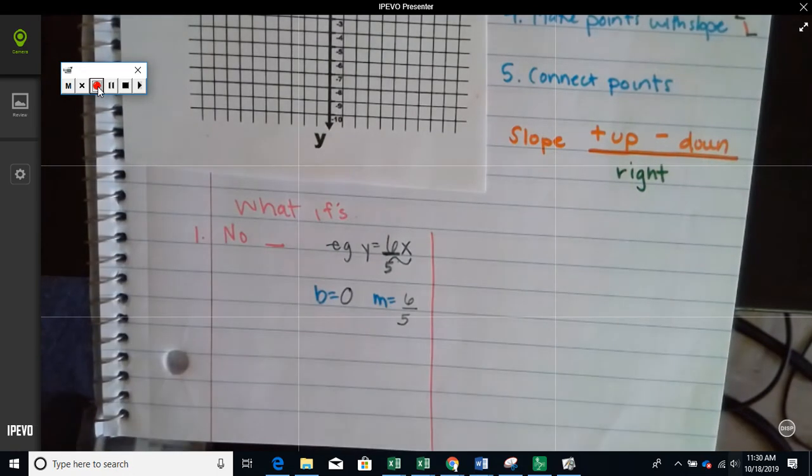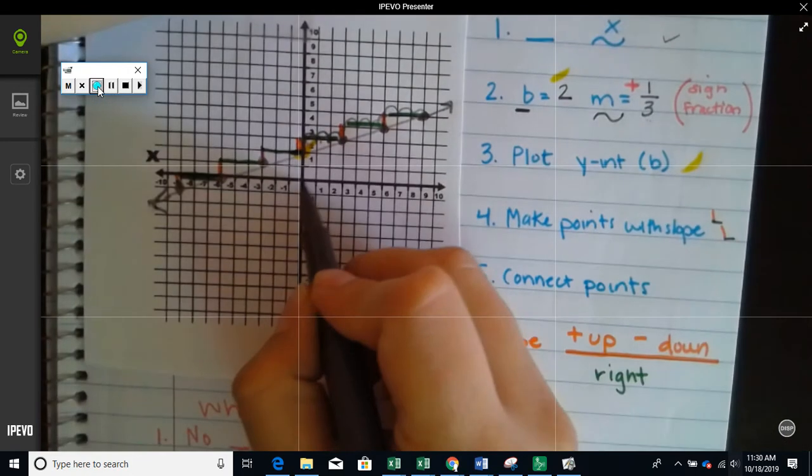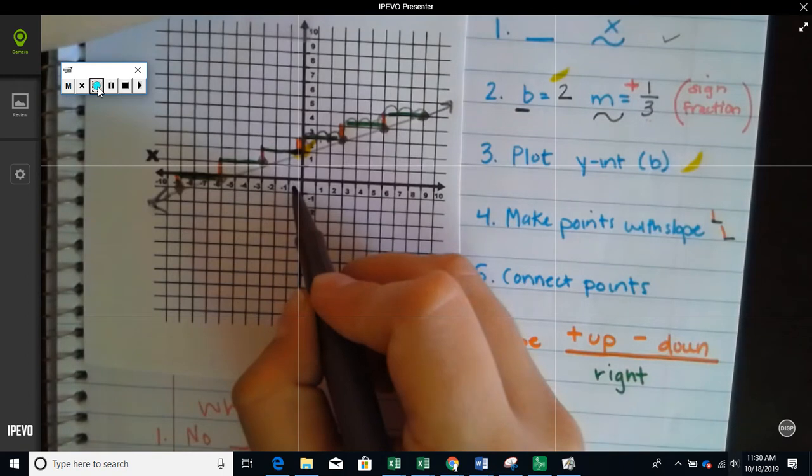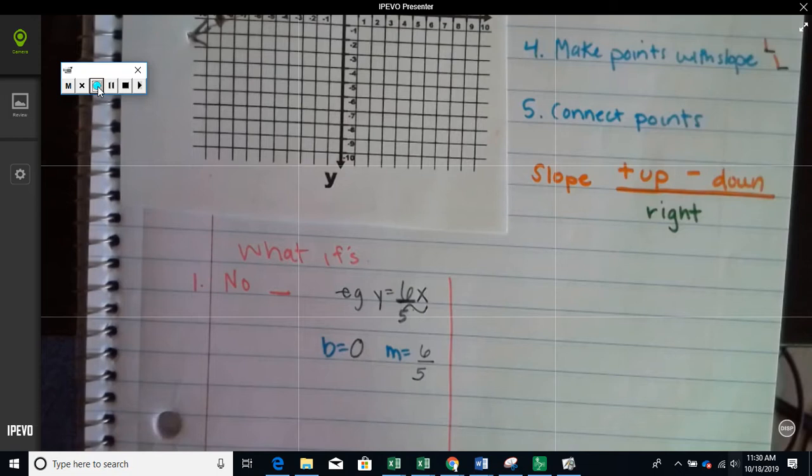Your y-intercept would be at 0. That means that if you had to do this graph, you would put the banana at 0. Okay? If there's a number there, well, you put it at whatever number. We'll practice with that one in just a minute.